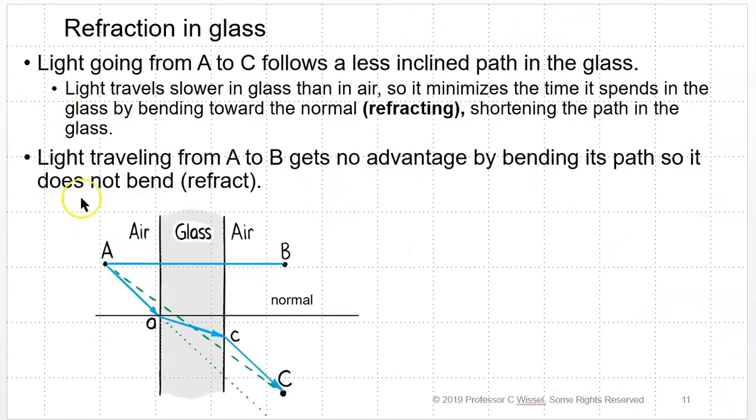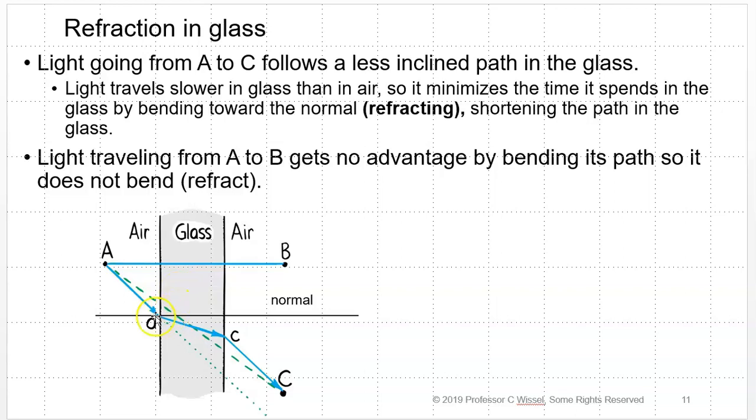Refraction in glass. Light going from A to C, right here, big C here, is going to follow a less inclined path in the glass. Why? Well, light can travel very fast in air. It almost travels as fast in air as it does in vacuum. Glass, it slows down by quite a bit, depending on what type of glass you've got. It might be slowed by 30, 40, 50%, depending on the type of glass.